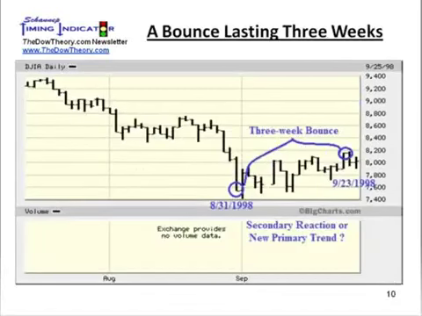Okay, we were looking for the lows to hold. They appear to have done that. We're also looking for a bounce that will last usually 3 weeks, maybe 3 months. And we got that from August 31st to September 23rd. So we've got a qualifying secondary reaction, possibly a new primary trend. We'll have to see about that.